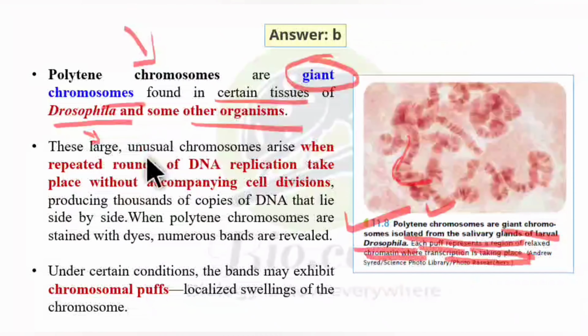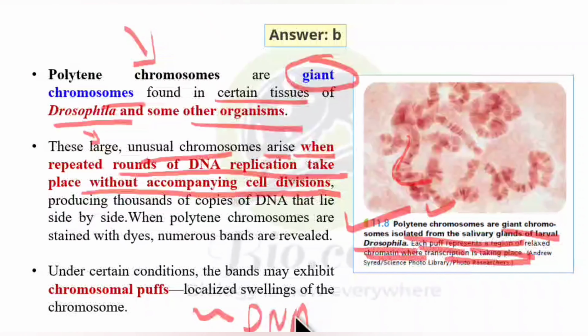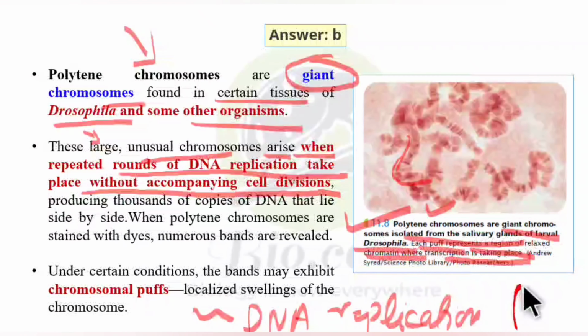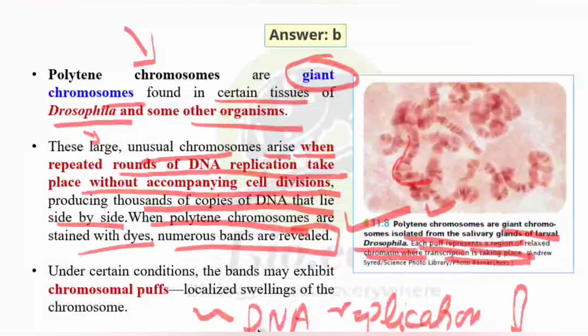These large unusual chromosomes arise when repeated rounds of DNA replication take place without accompanying cell division. It means DNA replication continues and cell division does not happen there, only the DNA keeps replicating. So it creates a puff, producing thousands of copies of DNA that lie side by side. When polytene chromosomes are stained with dyes, numerous bands are revealed. Because so much DNA occurs after replication, we see numerous bands when we stain with any dye, and it exhibits the structure known as the chromosomal puff.